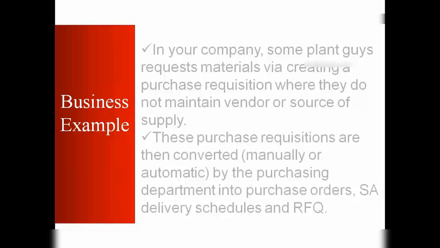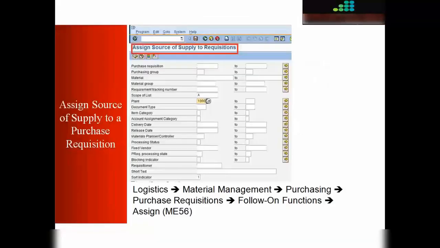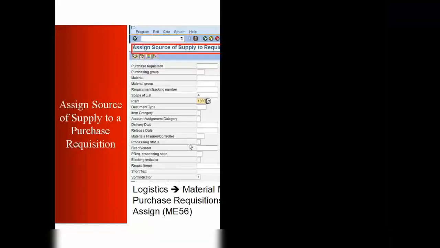So again, we'll think of a scenario. Say I'm the plant person, the production manager, or the material planner, and I need to procure some material. So I will create a purchase requisition, but I have no idea from where I need to procure these goods. So here we'll be using the ME56 transaction.